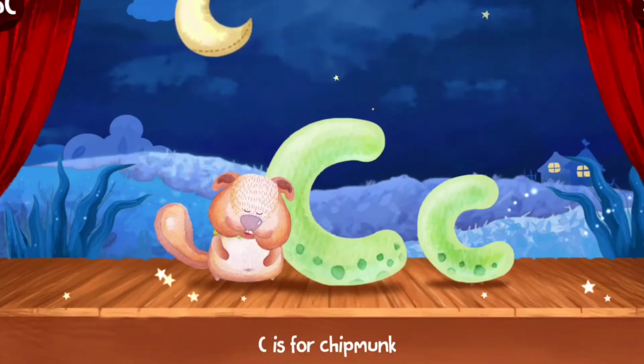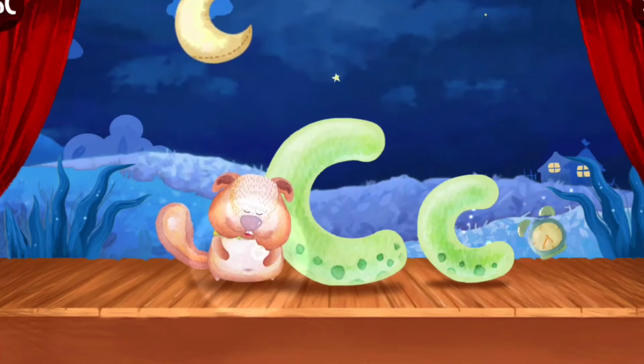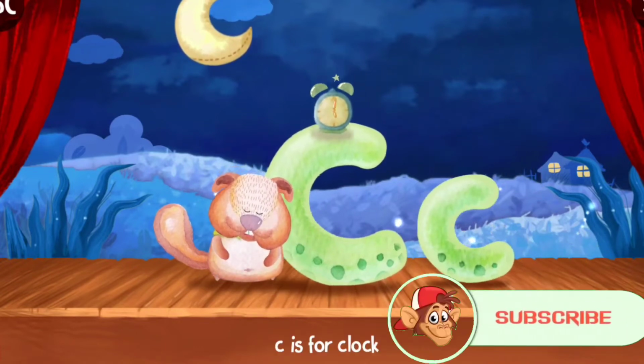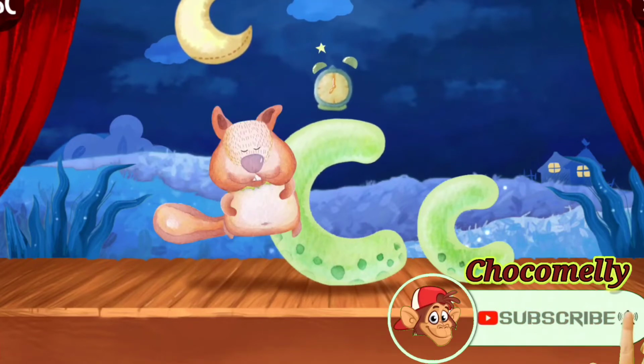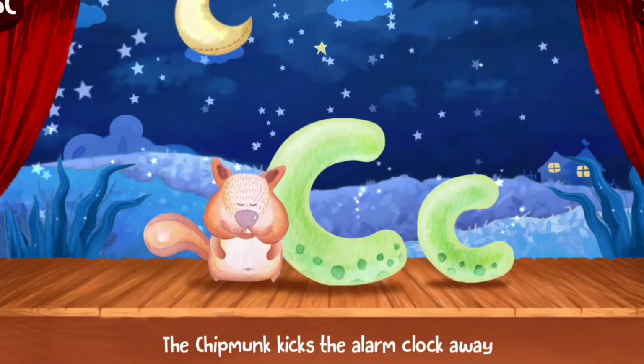C is for chipmunk. C is for clock. The chipmunk keeps the alarm clock away.